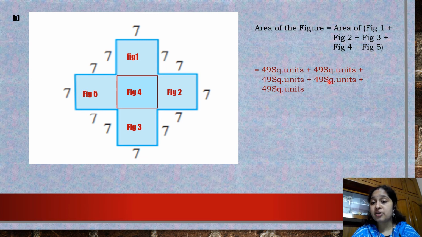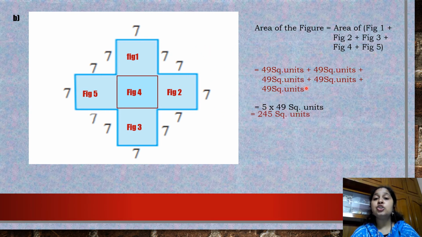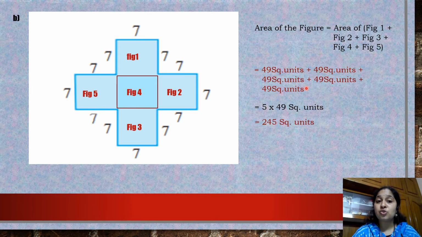Now 5 times 49 when you add, we can write it directly as 5 into 49 square units. So 5 into 49 square units is nothing but 245 square units. So what is the area of this figure completely? It is 245 square units. So did you understand, children? Yes. So whenever you have a figure which is not a perfect square or a perfect rectangle, you can divide that figure into different parts, find the area of each part and then add up to get the area of the complete figure. I hope you understood, children.